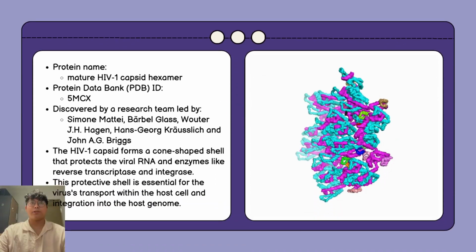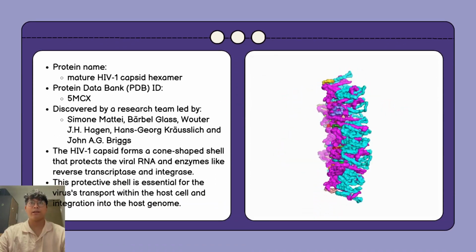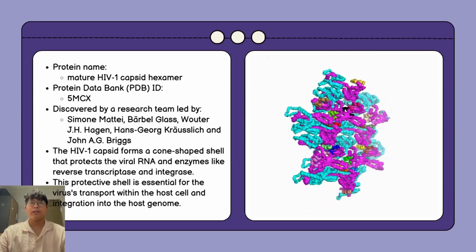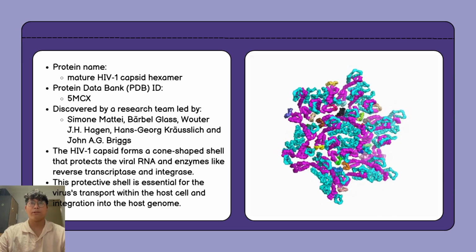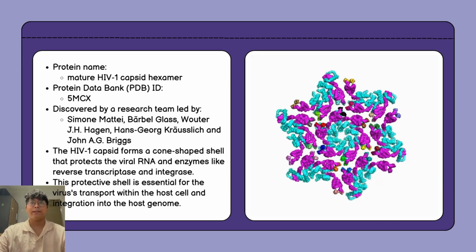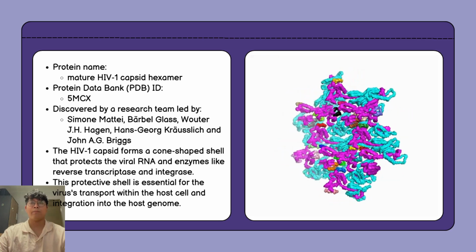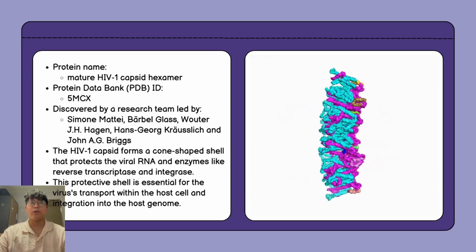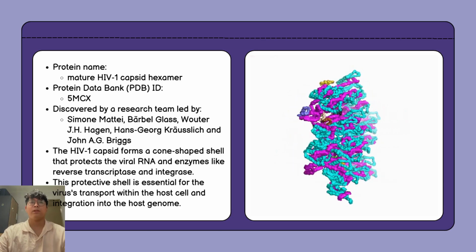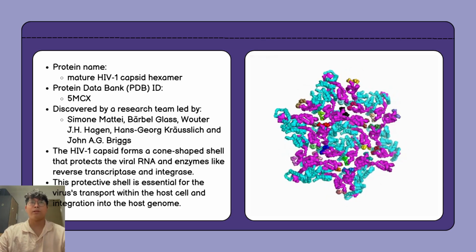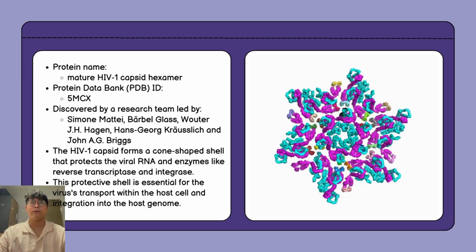The 5MCH protein structure represents the mature HIV-1 capsid hexamer, a critical component of the human immunodeficiency virus, or HIV-1. It plays an essential role in protecting the viral RNA genome and mediating interactions with host cells during infection. The structure is stored in the Protein Data Bank (PDB) under the ID 5MCH.